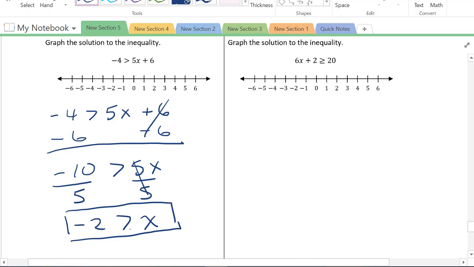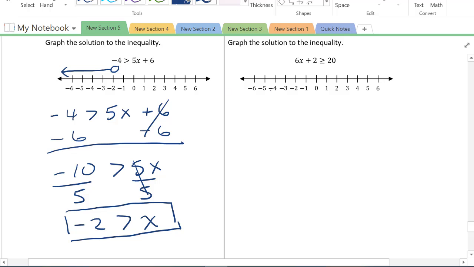And since this inequality does not have the line underneath it, it's an open circle at -2. And the inequality is pointing at the x, so that means x will be smaller. So we're going to shade to the left.